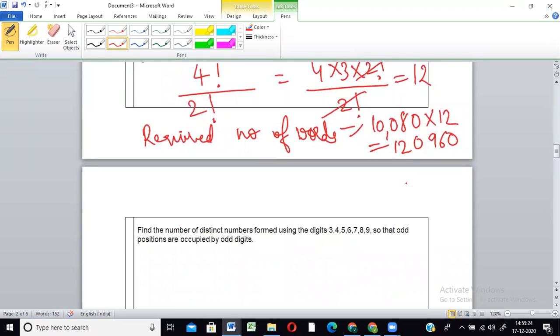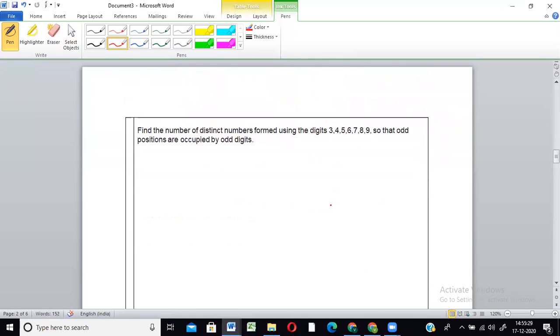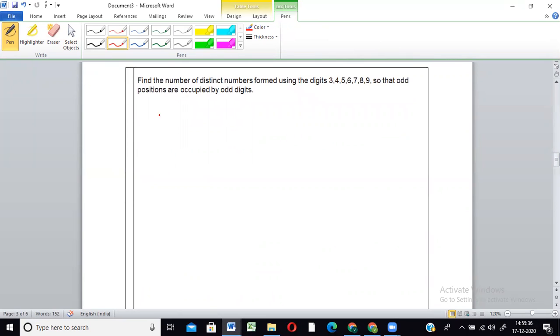The next thing is: find the number of distinct numbers. Distinct is again different numbers formed using the digits 3, 4, 5, 6, 7, and 8 so that odd positions are occupied by odd digits. Okay, odd positions are occupied by odd digits.